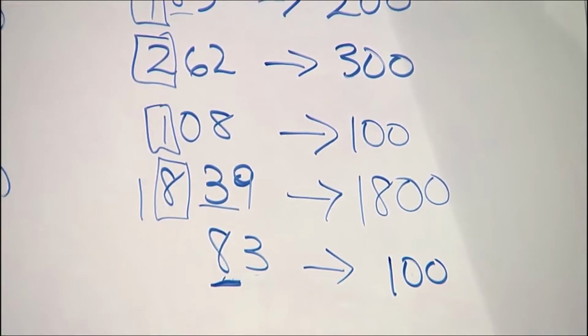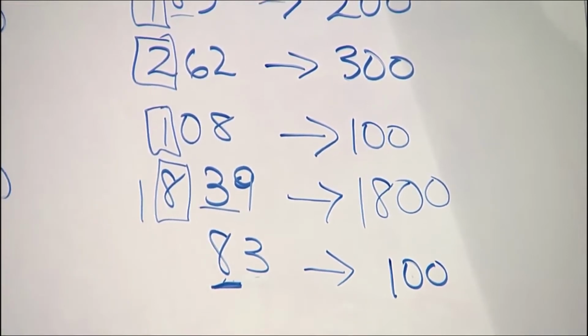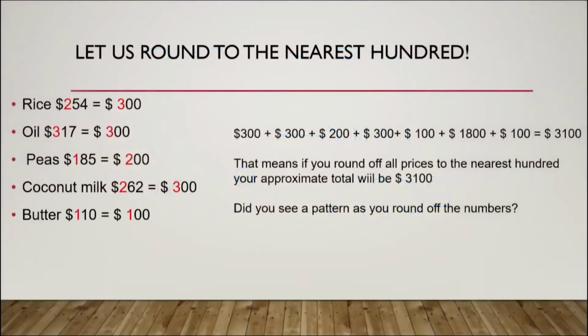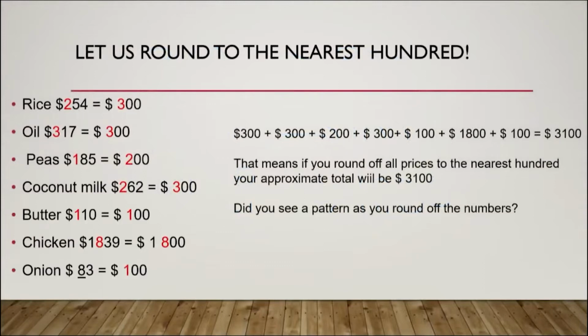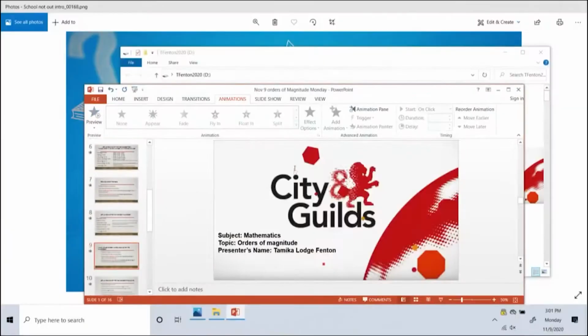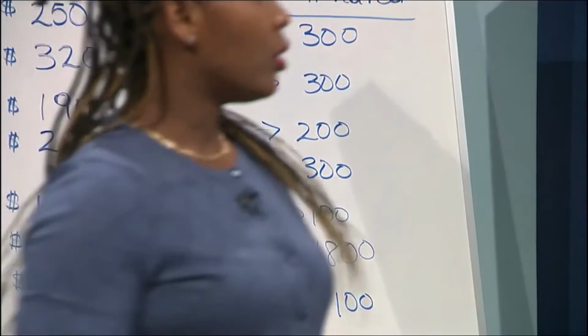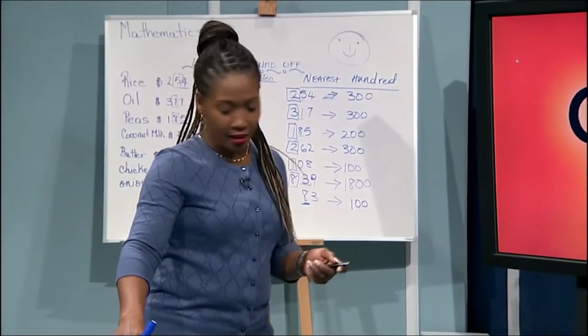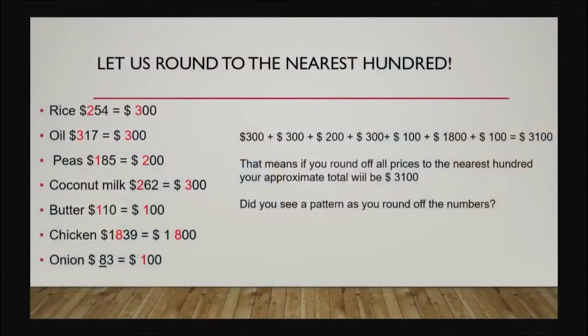All right, great. So let's look at it on the screen now. So we would have rounded all of those items to the nearest 100. And sorry about that. Whoops. When you add them, you would have gotten 3,100. That means if you round off all your prices to the nearest 100, your approximate total will be 3,100.